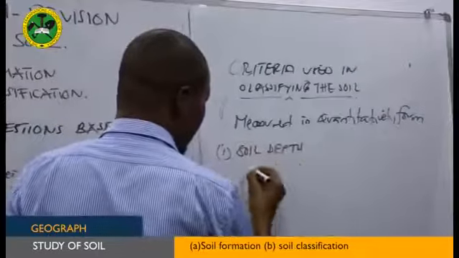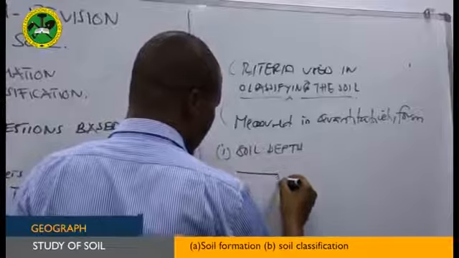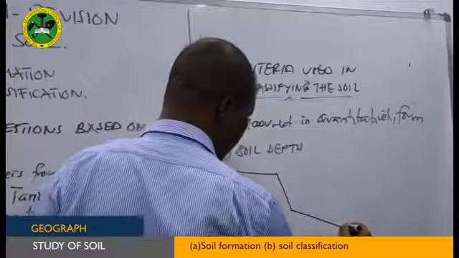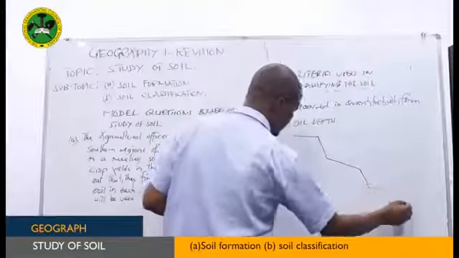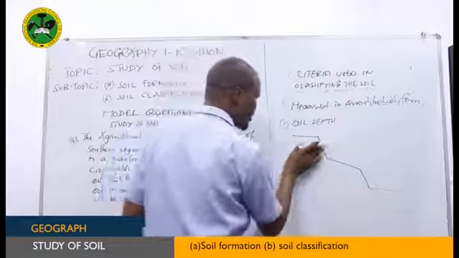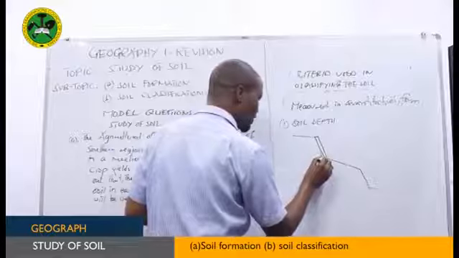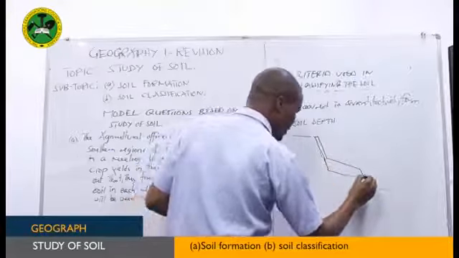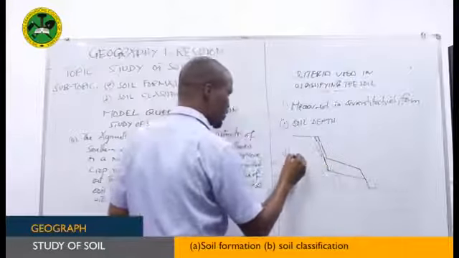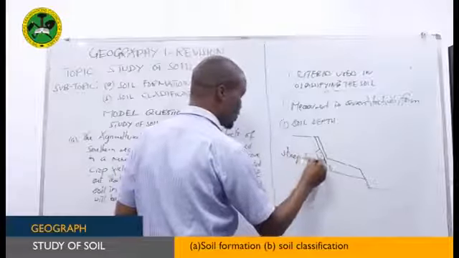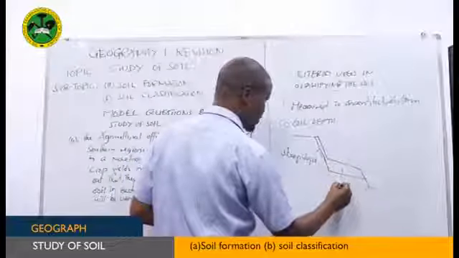Let me draw right here. Let us assume this is steep slope, this is gentle slope. It means we have soil which are found in steep slope, soil which are found right here and right here. This is steep slopes. This one is gentle slope.